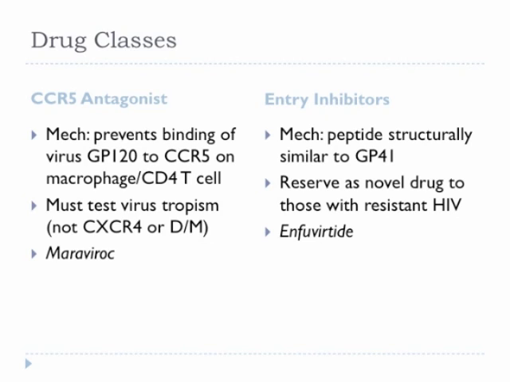And this is Maraviroc. Another one is enfuvirtide, which is structurally similar to GP41, so it also inhibits entry into the cell. And these are kind of novel drugs that should be really reserved for those who might have resistant HIV after coming off of their other medications.